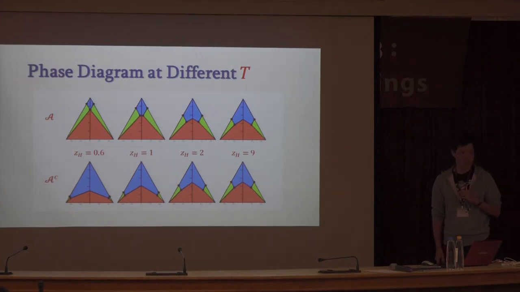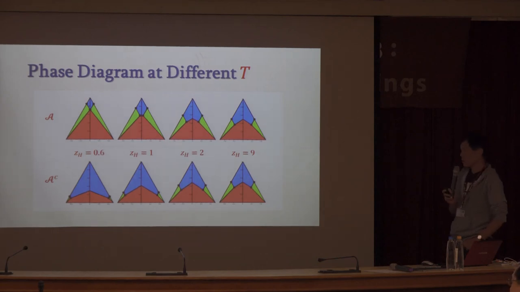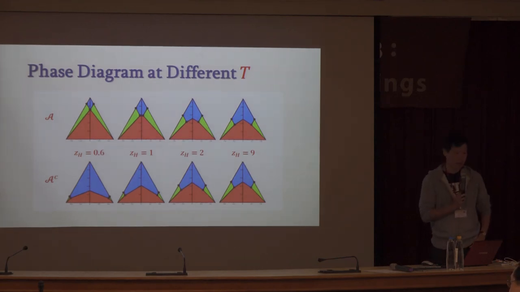I have a question. Between different phases, is there a first order transition or? I think we talked about that. In our type, we can see first order.